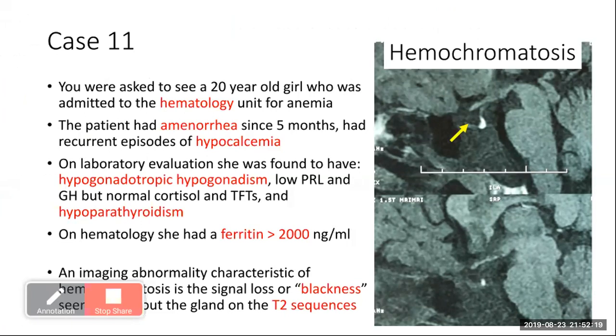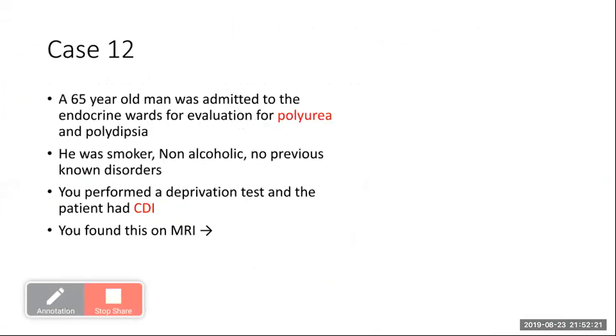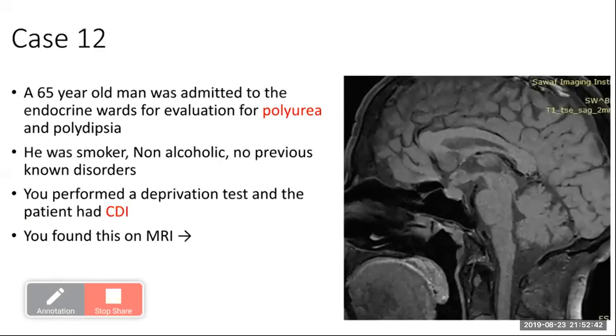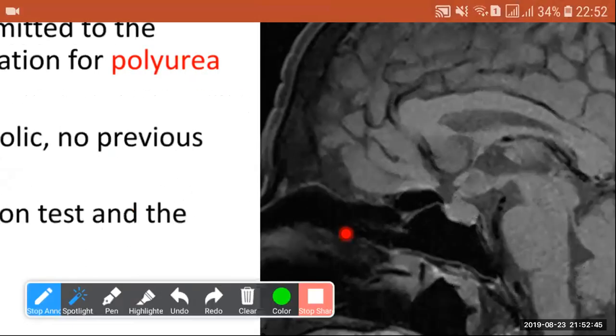Okay? Good. A 65-year-old man was admitted to the endocrine wards for evaluation of polyuria and polydipsia. He was a smoker, non-alcoholic, with no previous known disorders. You performed a water deprivation test and the patient had central diabetes insipidus. You found this on MRI. What do we see here?